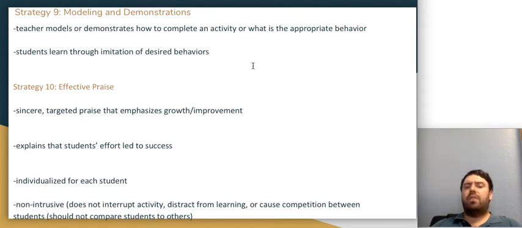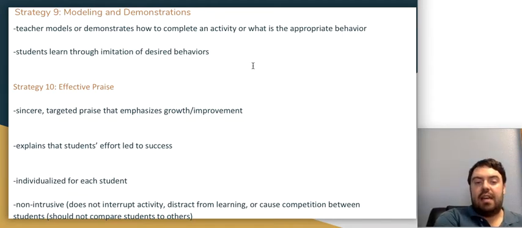We've talked about this already, but modeling is very important because it shows the ideal situation, and students can imitate the desired behaviors based off the modeling or demonstration. The 10th strategy would be effective praise. Effective praise is when you give praise to individual students, and it's specific, and it focuses on how students put in a significant amount of effort and how their effort contributed to their success.